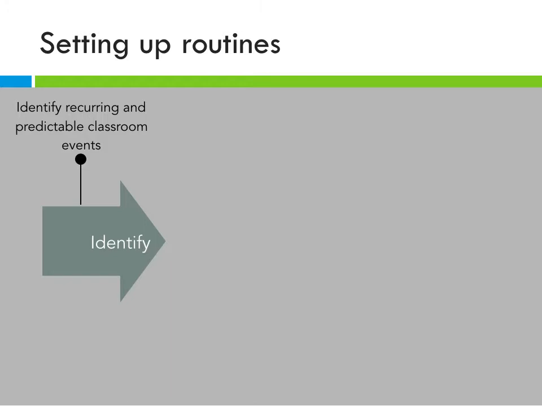So now we've looked at the different types of routines, we're going to look at setting up a routine. So the first step in setting up a routine is to identify recurring and predictable classroom events. So find something that you know you will need to do often, such as taking roll call. And really, there are plenty of activities or tasks that you can apply routines to. A routine will make these tasks automatic and effortless for you and your learners.